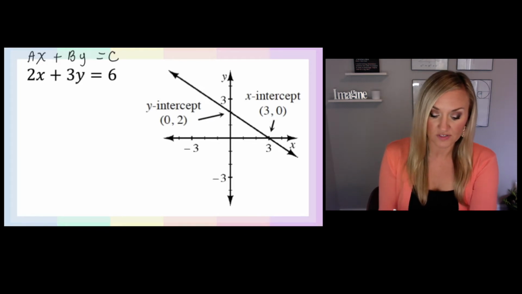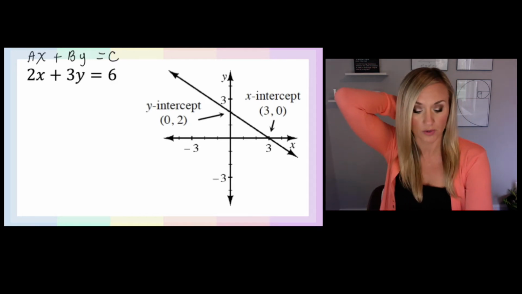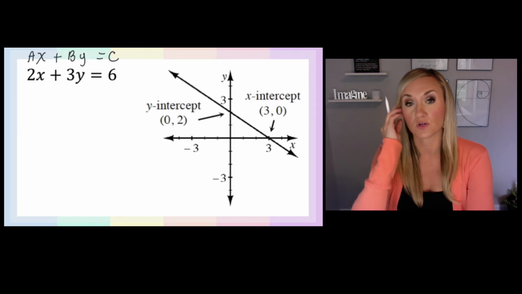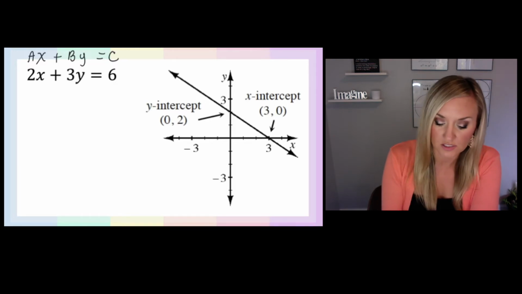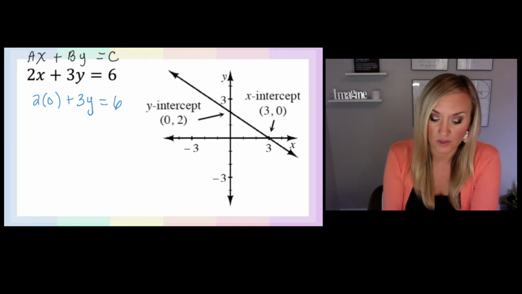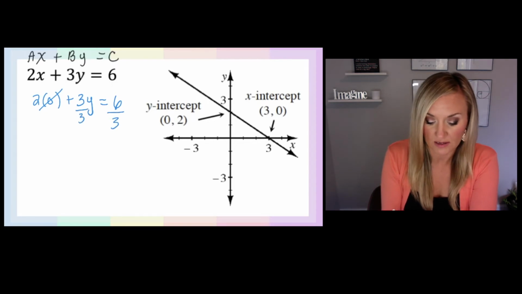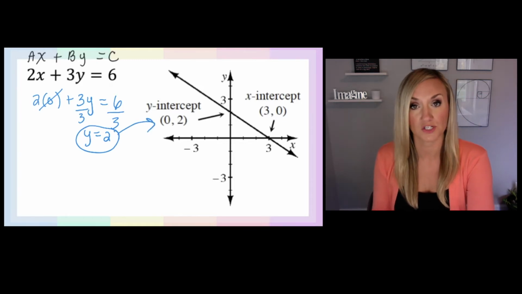I know that graph is there, but I want to show you how they got those intercepts. If we plug in 0, because we have 0 here and here for the intercepts, so let's do that. 2 times 0 plus 3y equals 6. 2 times 0 is 0, and so we have 3y equals 6, so when we divide by 3, y is 2. When x is 0, y is 2.